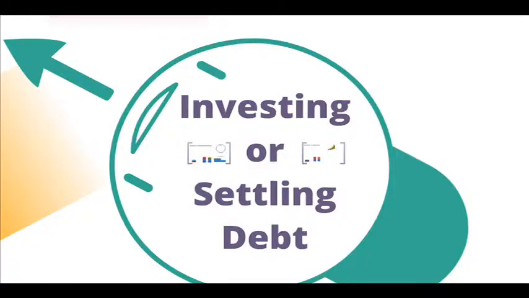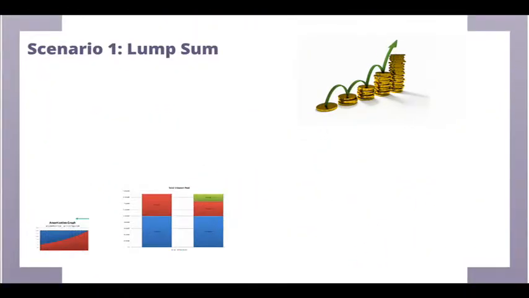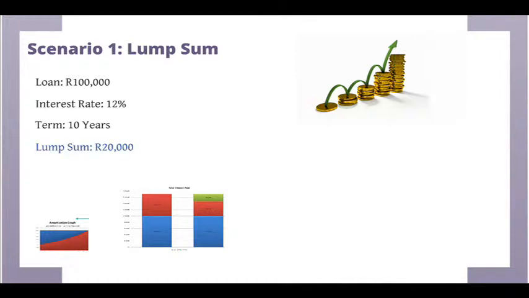Now to see whether it's better for Joe to settle his debt or invest his bonus, we will have a look at two scenarios. In the first scenario, let's assume that Joe has a 100,000 Rand, 10-year loan, and is paying 12% interest on that loan. After 2 years, he receives his bonus and needs to decide whether to invest it or to settle his debt. Assume he can get a return of 12% on his investment.